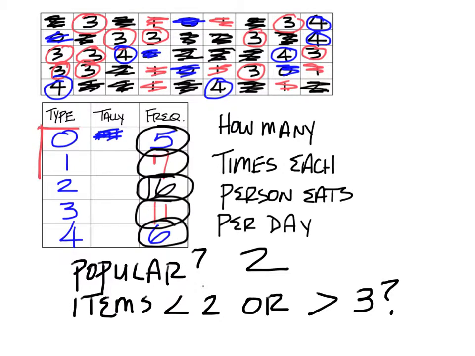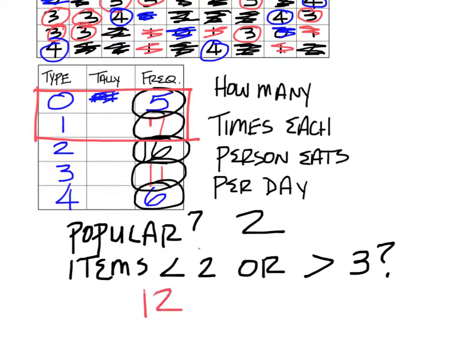Here are the items that are less than 2. 0 and 1. How many? 12. We have 12 of those. But how many are greater than 3? 12 plus 6 is 18.